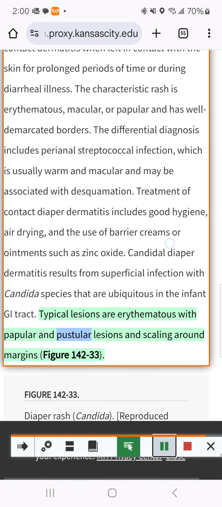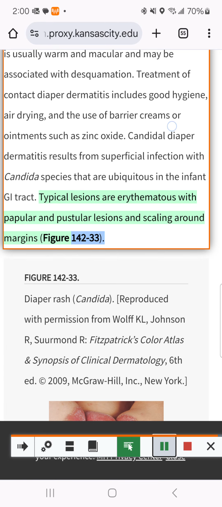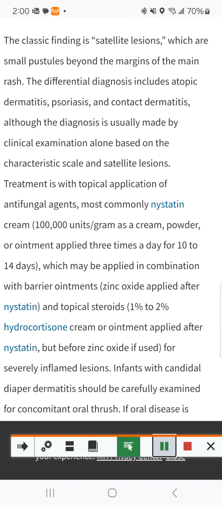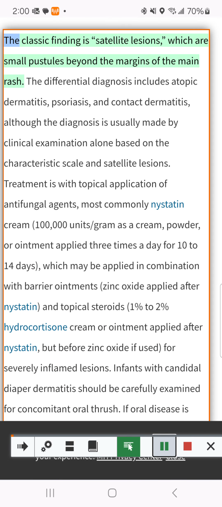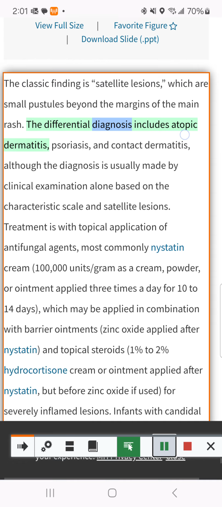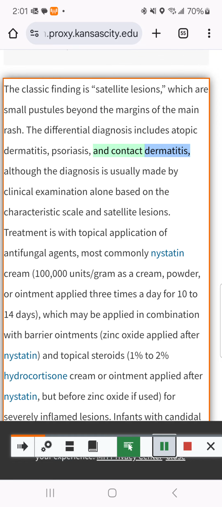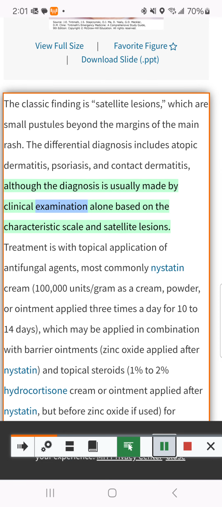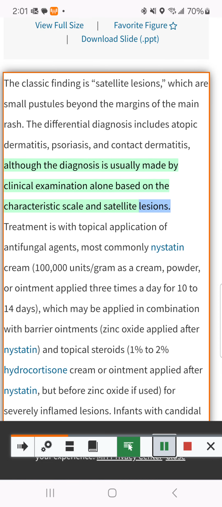Typical lesions are erythematous with papular and pustular lesions and scaling around margins, figure 142-33. The classic finding is satellite lesions, which are small pustules beyond the margins of the main rash. The differential diagnosis includes atopic dermatitis, psoriasis, and contact dermatitis, although the diagnosis is usually made by clinical examination alone based on the characteristic scale and satellite lesions.